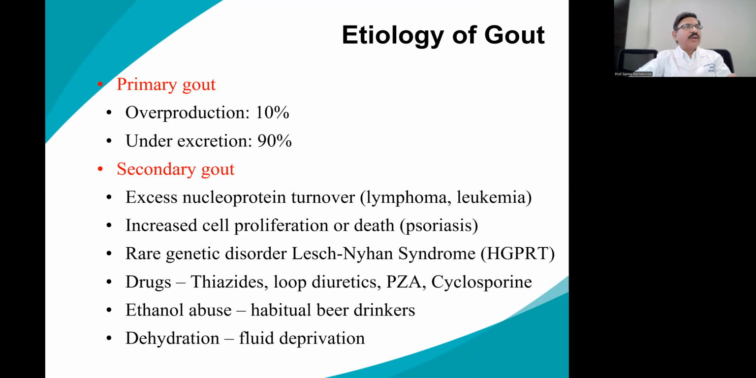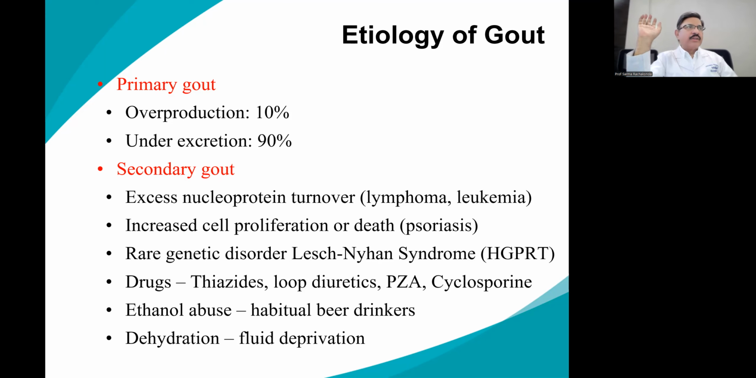Overproduction happens whenever there is nucleic acid turnover. When is there nucleic acid turnover? Suppose there is cancer. There is multiplication of cells, and each cancer cell, while multiplying, produces lots of catabolites. These catabolites are purines. Usually, there is excess nucleoprotein turnover, as happens in lymphomas, leukemias, and various epithelial malignancies. Increase in cell proliferation or death. Sometimes cell proliferation and cell turnover are increased, as in the case of psoriasis.